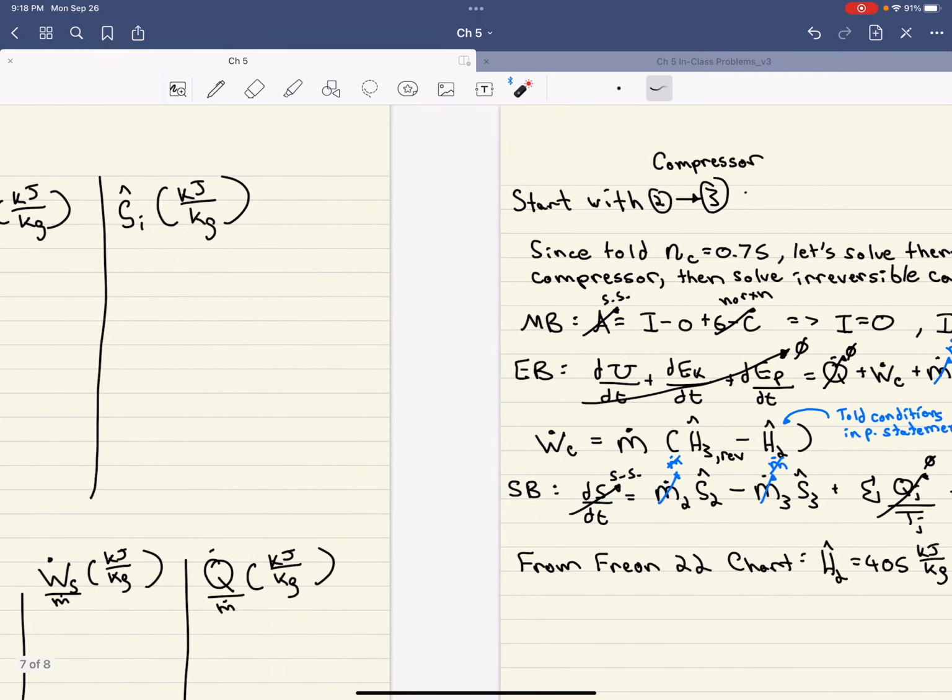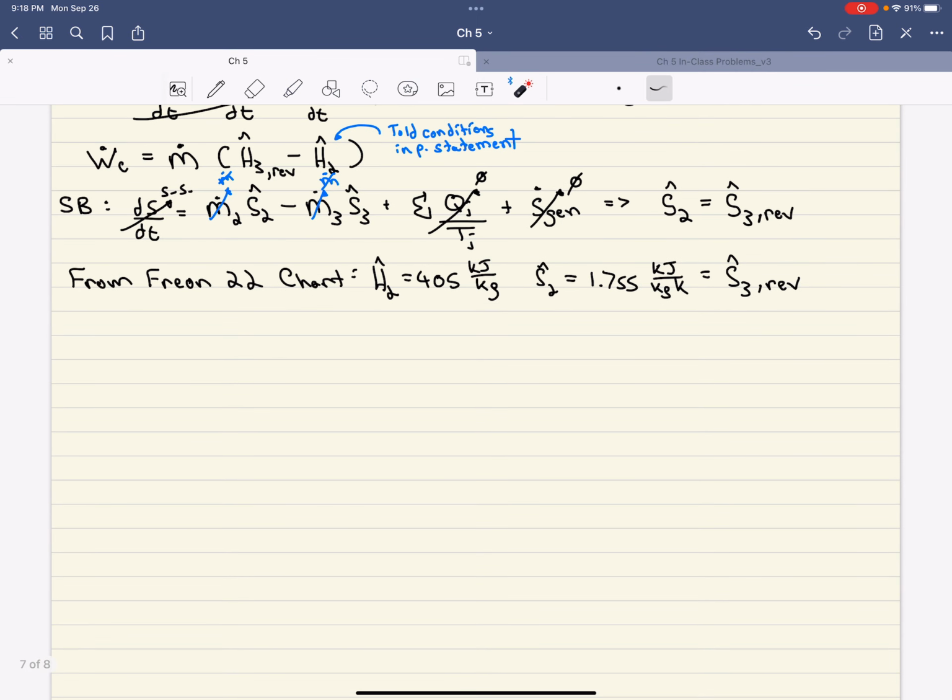So here, for the condenser, the outlet is saturated liquid at T4.